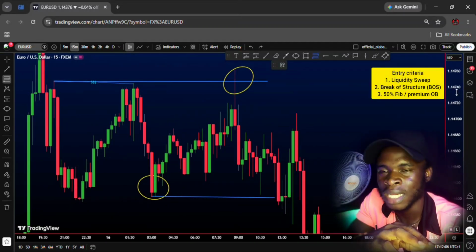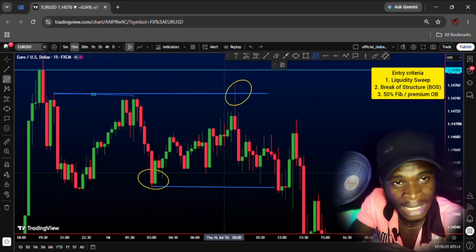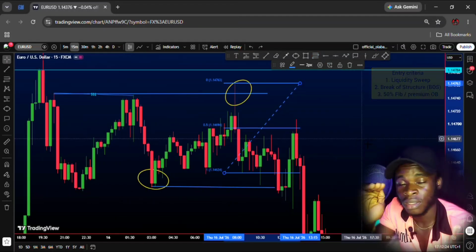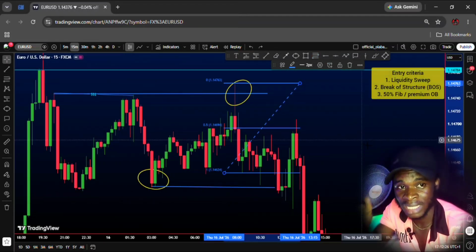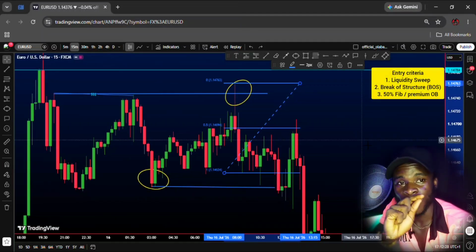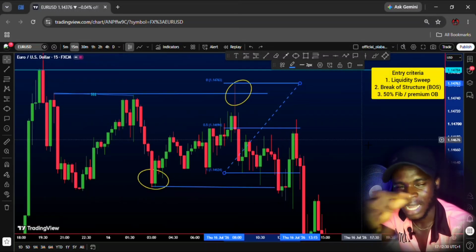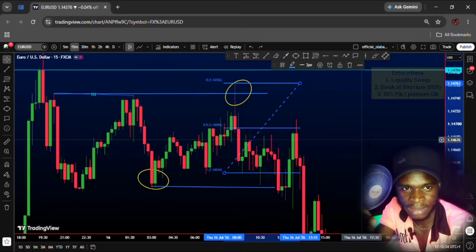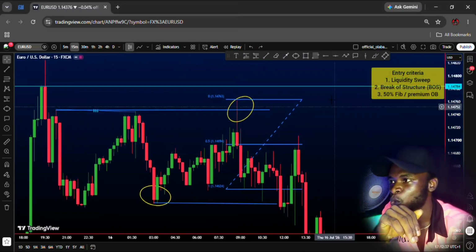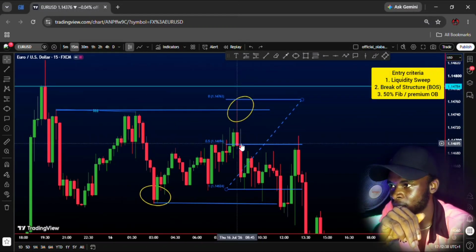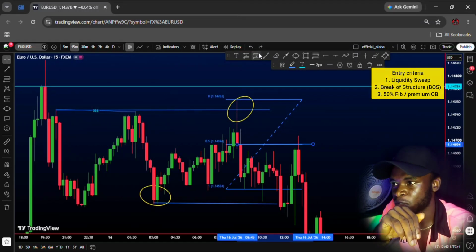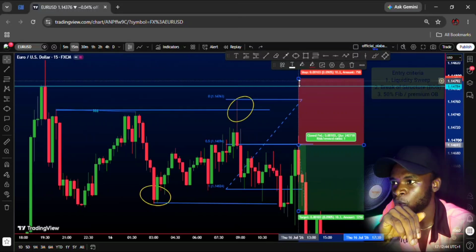Now, once price takes it out, what's the next thing? This is where we want to utilize our Fibonacci retracement, just like I said, from the swing low to the swing high. What did I tell you about using a Fibonacci retracement when the market is selling? We want to look for the premium level. And what's the premium level? Anywhere above the 50%, which is this place right here. This is the 50%, and this is where we want to enter from.